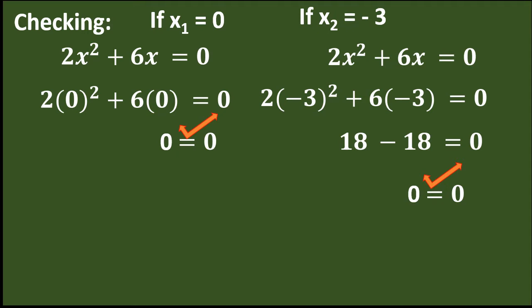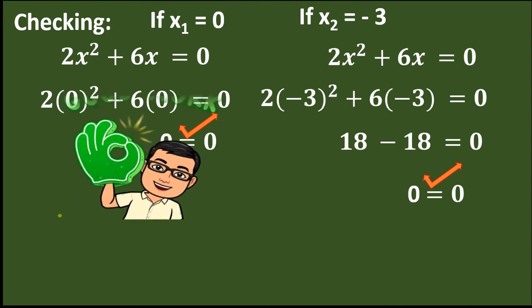So the solutions to the quadratic equation 2x squared plus 6x equals 0 are 0 and negative 3.